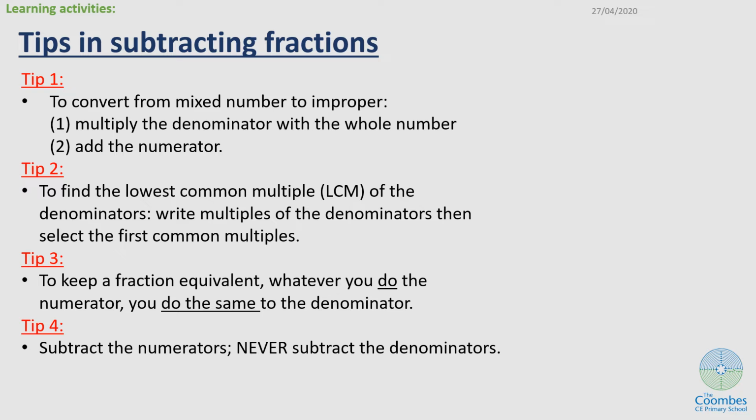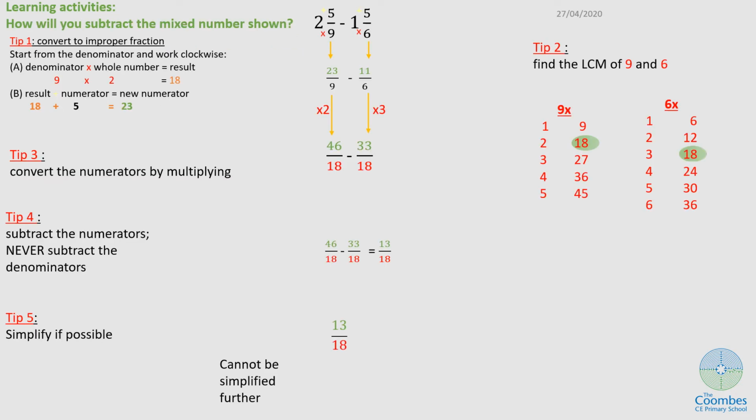Tip number 3, to keep a fraction equivalent, whatever you do to the numerator, do the same to the denominator. And tip number 4, always subtract the numerators, never subtract the denominators.